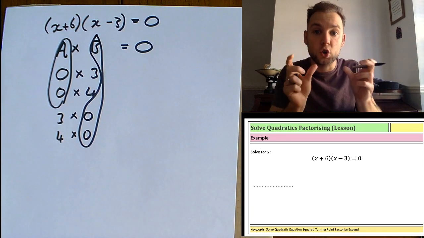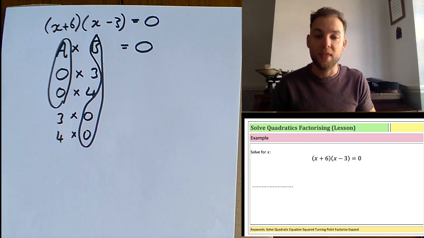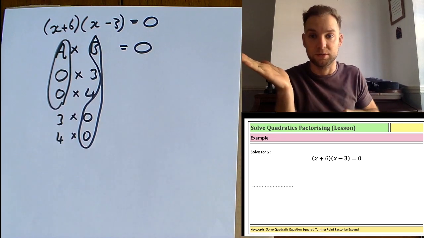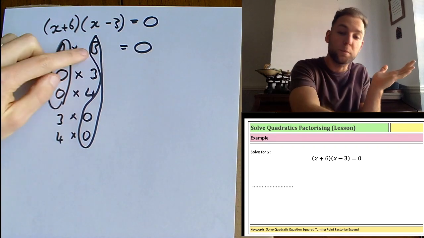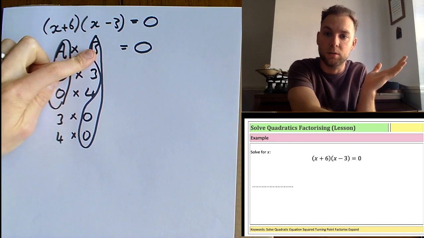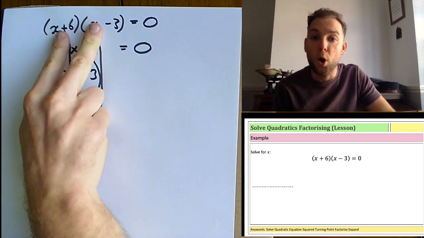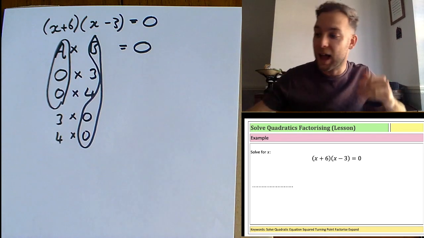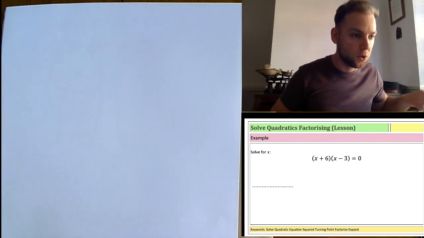if I've got two things which are multiplied together to make 0, that means that either the first one must be equal to 0, so A must be equal to 0, or this bracket here must be equal to 0, or the other bracket here must be equal to 0. Okay, so if I've got something which is equal to 0 and they're both multiplied together, then either the first one must be equal to 0 or that second one must be equal to 0. So what does that mean in terms of this one here?